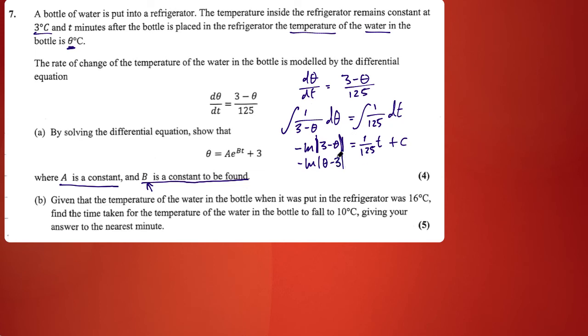So this would be minus ln of theta minus 3, and I just put that in brackets because theta is going to be higher than the temperature of the fridge, equals 1 over 125 t plus c.